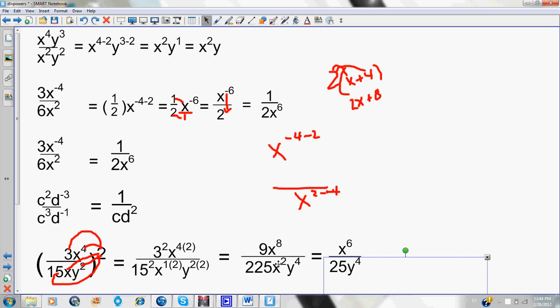x to the 8th over x squared gives us 8 minus 2, which is 6, and the 8 is the larger, so it's going to be on top. And y to the 4th, there is no other y on the top, so it stays on the bottom and becomes y to the 4th. Our answer is x to the 6th over 25 y to the 4th.